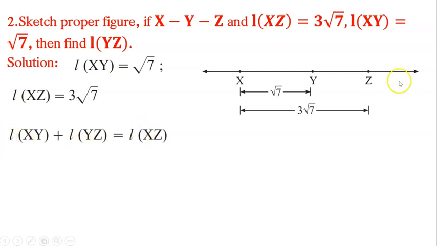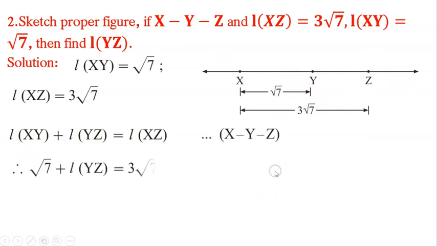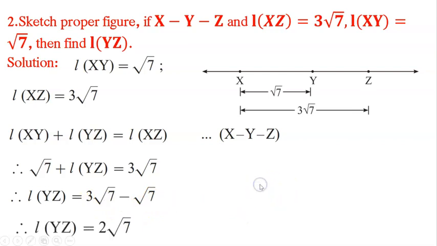Now see this here, length of XY plus length of YZ is equal to length of XZ. If we substitute the values, that is XY is root 7, length of XZ is equal to 3 root 7, and hence length of YZ is equal to 3 root 7 minus root 7. It means that here 1 root 7. We will subtract 1 root 7 from 3 root 7, then you will get 2 root 7. Okay, and hence length of YZ is equal to 2 root 7, and this is the answer.